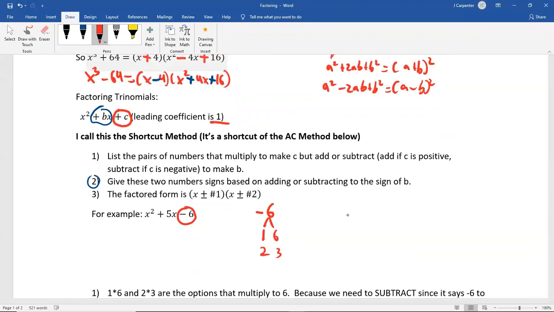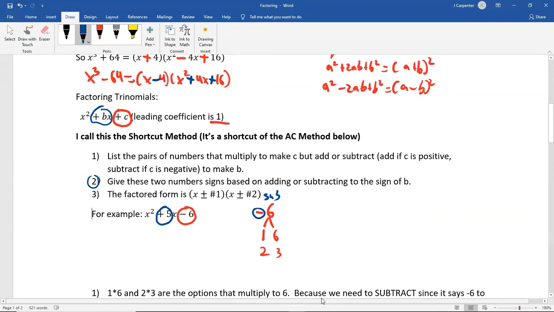Notice I wrote the sign. Even if this was a plus 6, I would have written the plus here because we're going to need that to tell us whether we're adding or subtracting in the next instance. But it was a minus, so let's leave it that way. So then, since this is a minus, we're subtracting to try and make the 5, and it's got to be a positive 5. Because with 1 and 6 and 2 and 3, it seems like either option could work, because 6 minus 1 is 5, but 2 plus 3 is 5.